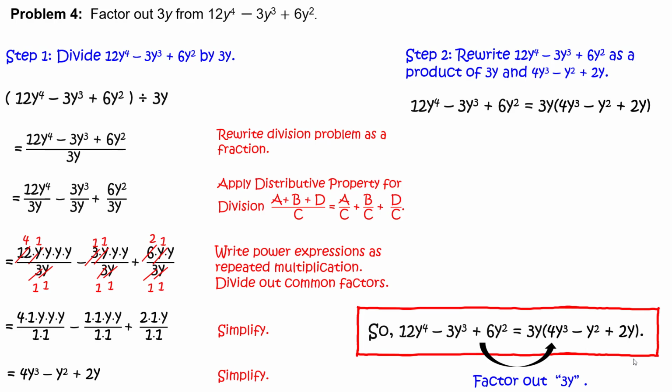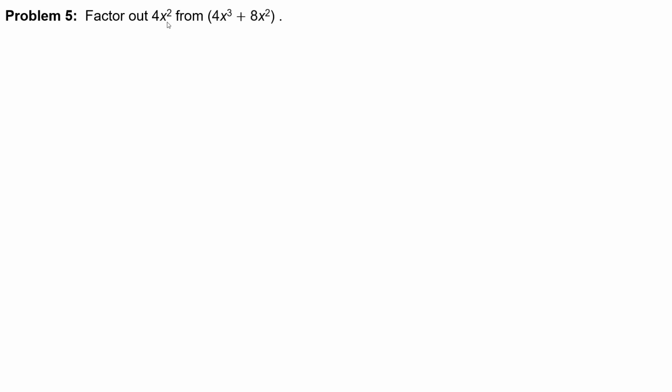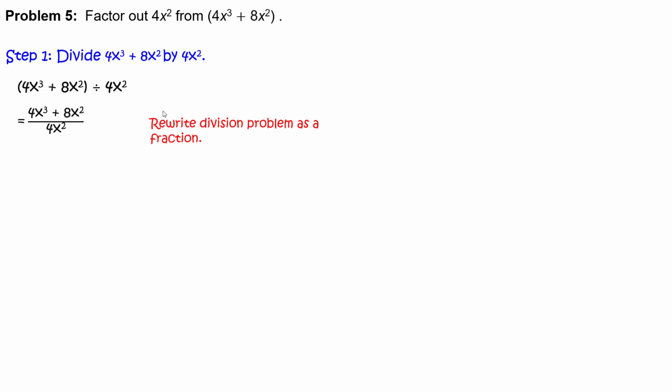All right, problem 5, last one. Factor out 4x squared from 4x cubed plus 8x squared. You can pause here if you want to see if you can get the right answer. Okay, so the first thing I'm going to do is divide 4x cubed plus 8x squared by 4x squared. I'm putting it in parentheses because I'm dividing the whole binomial. I'm going to rewrite division as a fraction. So write the dividend, 4x cubed plus 8x squared, as the numerator, and the divisor as the denominator.